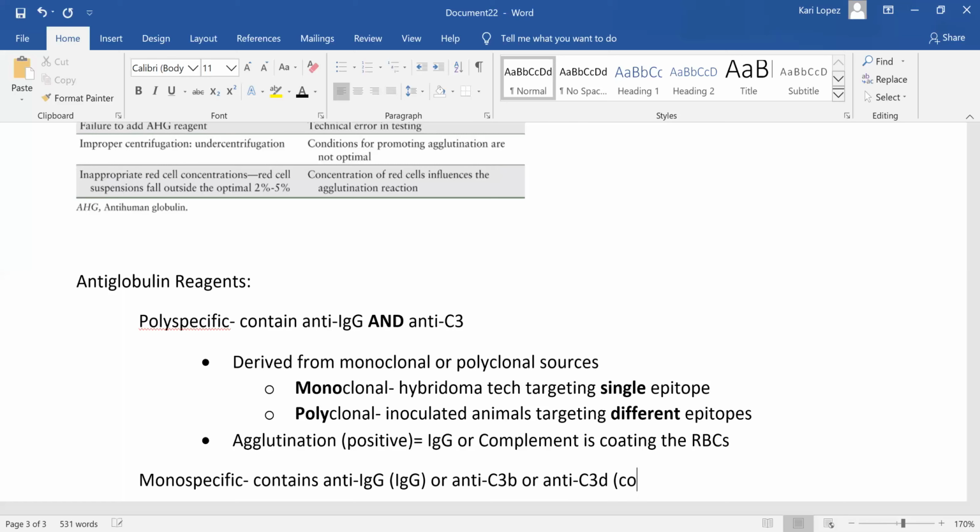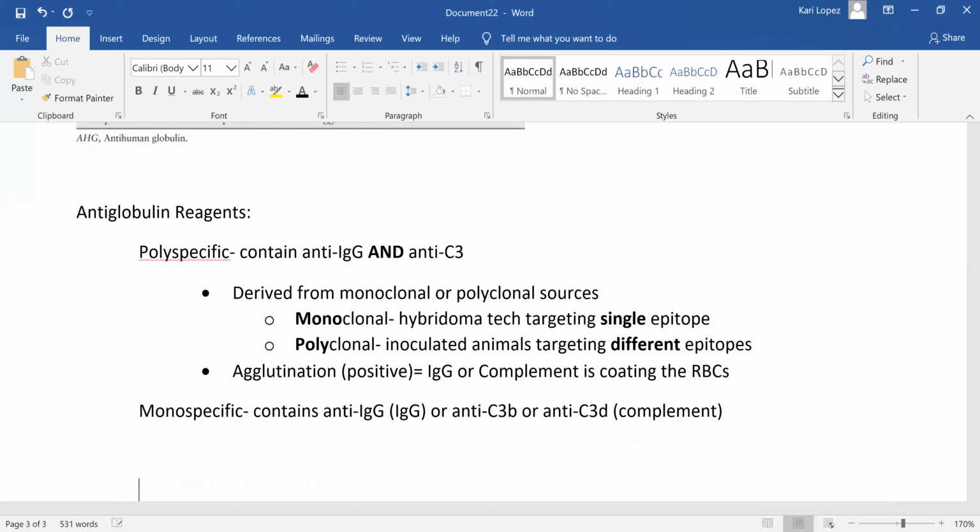Both are going to be your complement. Now these can also be blended to ensure detection of all epitopes.